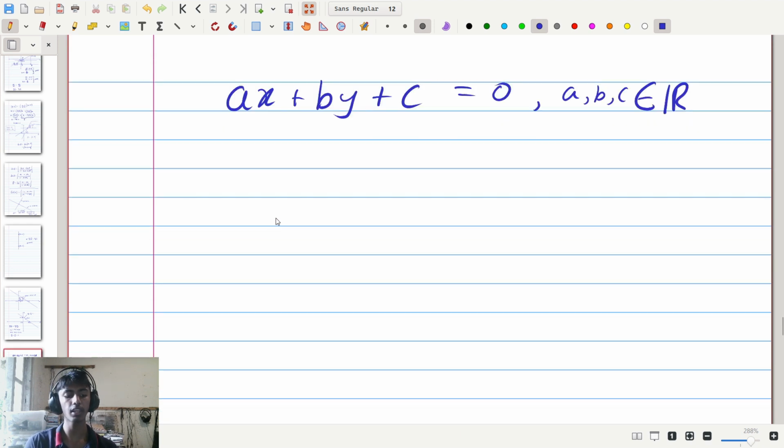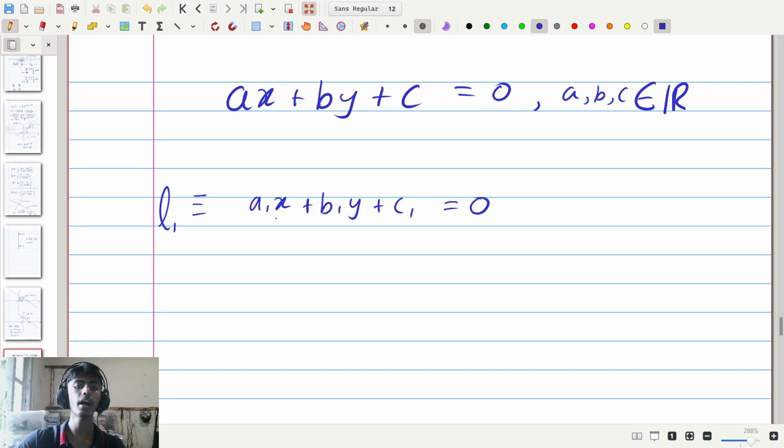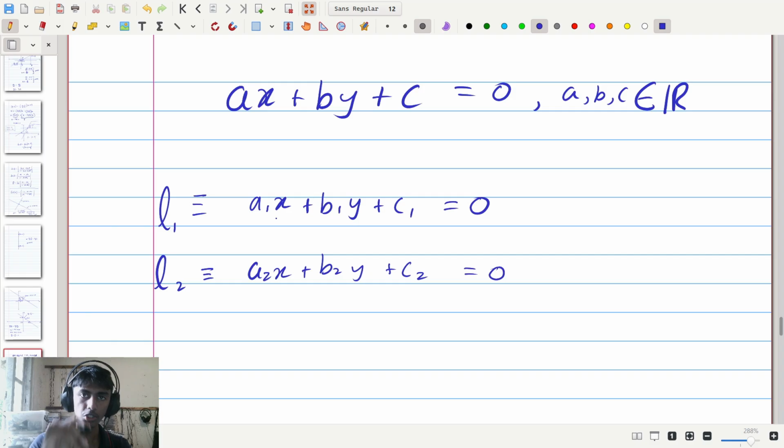Let's suppose a line L1 is given by a1x plus b1y plus c1 equal to 0, where a1, b1 and c1 are some constants. Furthermore, a second line L2 is given by a2x plus b2y plus c2 equal to 0, where a2, b2 and c2 are some other constants.